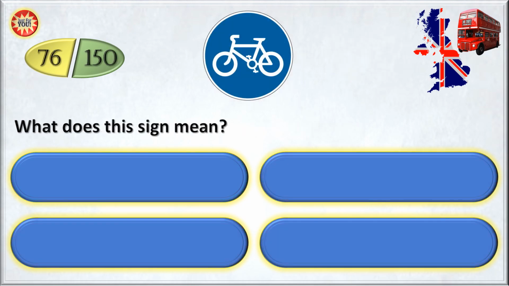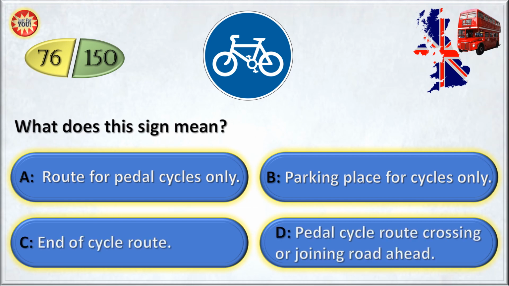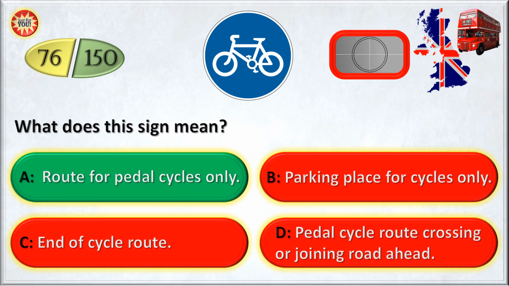What does this sign mean? Route for pedal cycles only. Parking place for cycles only. End of cycle route. Pedal cycle route crossing or joining road ahead. Route for pedal cycles only.